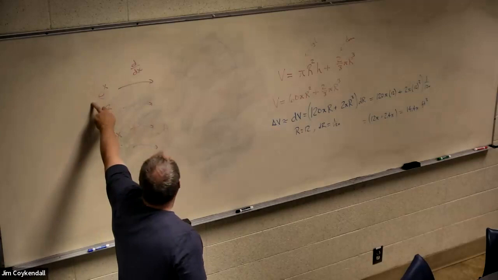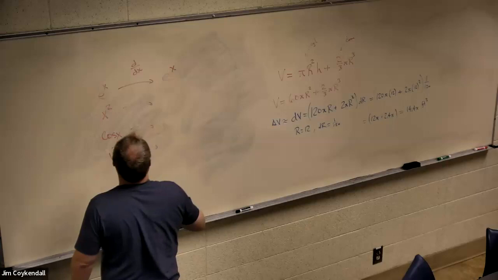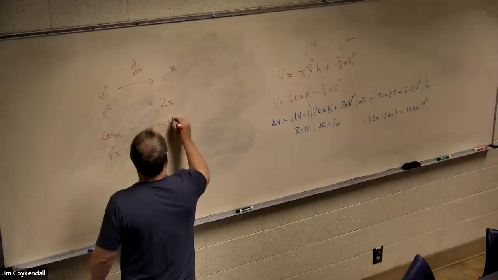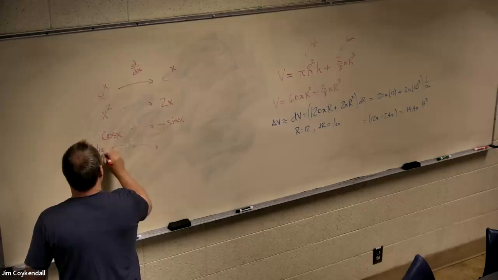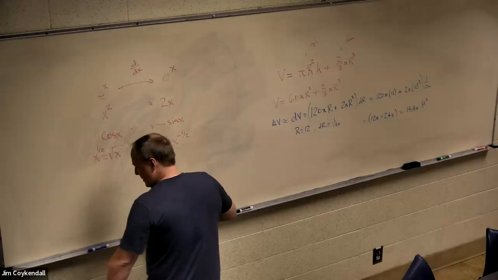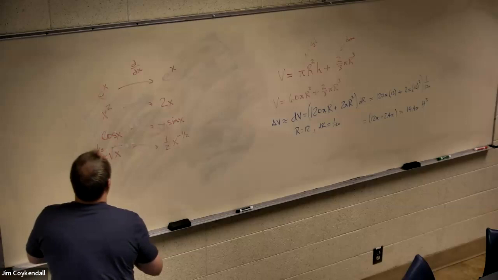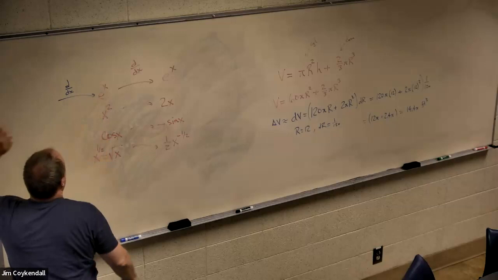What's the derivative of b to the x? Good. Derivative of x squared. Cosine x. Sine x. And how about this? This is confusing my side of the brain. Now, you do it in reverse. Can you think of something whose derivative is this?